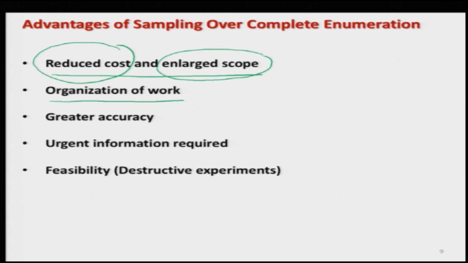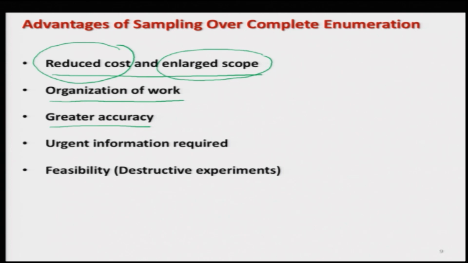For example, you can say the census in India that is happening after every 10th year. Why? Because it requires a lot of organization. So, that is another advantage. Then the third advantage is greater accuracy.